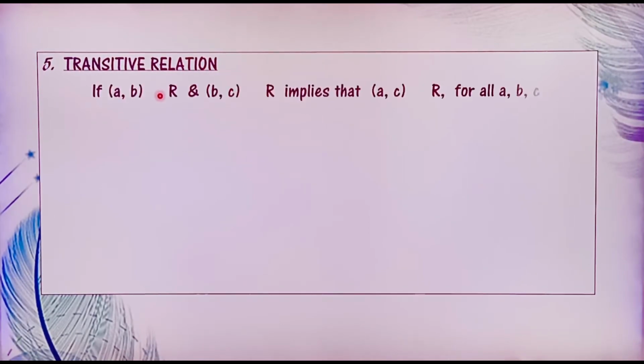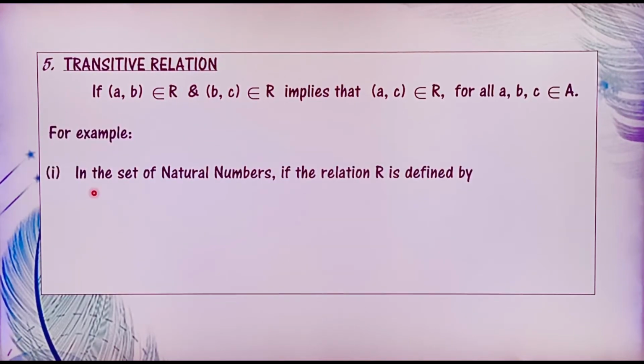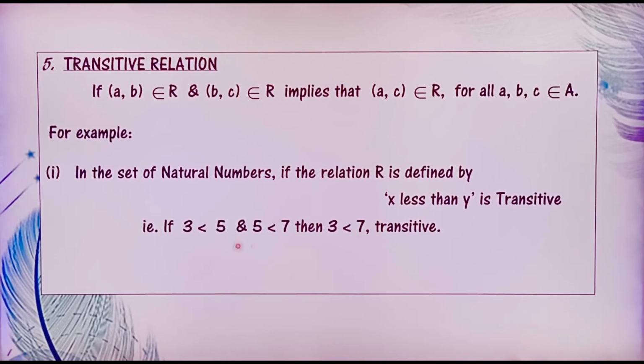Transitive relation. If (a, b) element R and (b, c) element R implies that (a, c) element R for a, b, c belongs to A. For example, in the set of natural numbers, the relation R defined by x less than y is transitive. That is, if 3 is less than 5 and 5 is less than 7, then 3 will be less than 7, which is transitive.